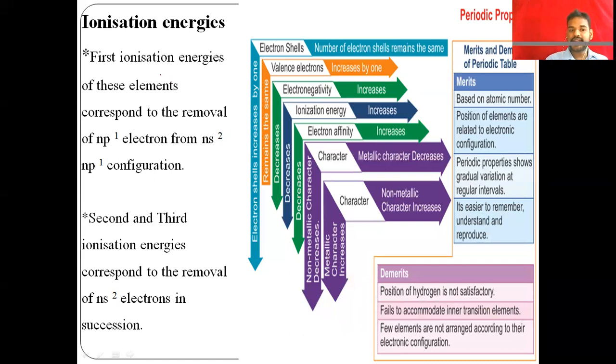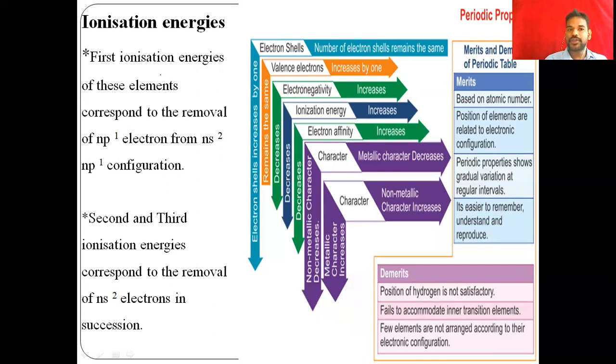And then the second and third ionization energy correspond to removal of the ns2 electrons. So after the removal of the np1 electron, because the outermost orbital is the p orbital, the inner orbital next to the p orbital is the s orbital, the ns orbital. Then we have to remove the inner orbital electrons here. So this is about the first ionization energy and second ionization energy.